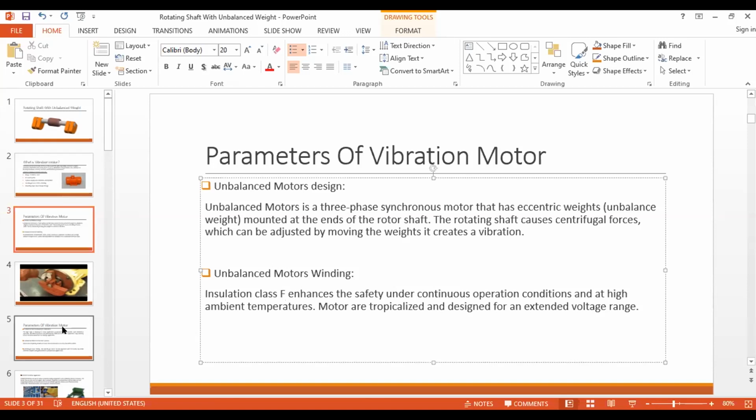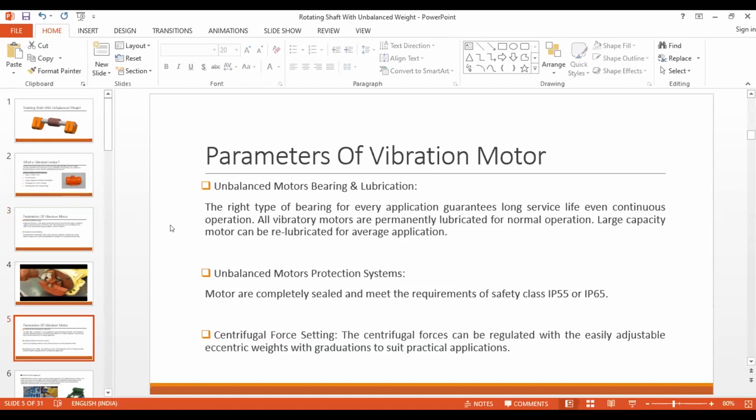Further moving to the next parameter, motor bearing and lubrication. Particularly in a vibration motor, we only use cylindrical roller bearings, because only those bearings can withstand high impact loads, fluctuating loads, and even high RPM. So only these cylindrical roller bearings are suitable for this vibration motor.